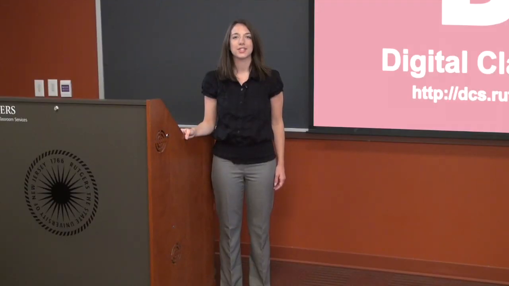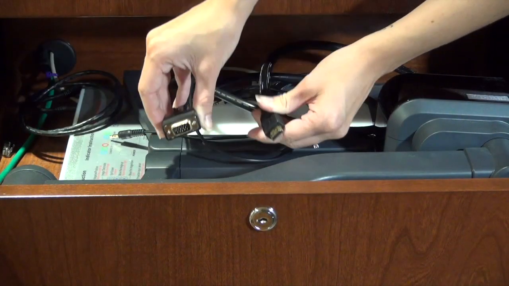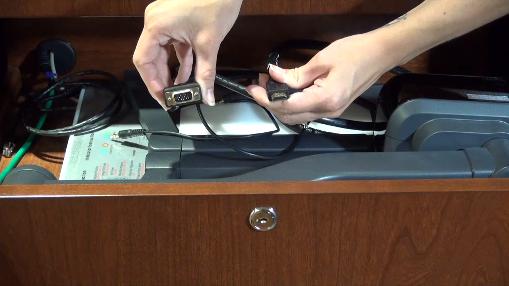Although the system has its own built-in computer, you can still use your own laptop, phone, tablet, or portable device. There are two ways that you can connect your portable device. You can use the HDMI cable or the VGA cable. Both cables are kept in the document camera drawer. If your device does not have a VGA or HDMI port, you will need to purchase an adapter.